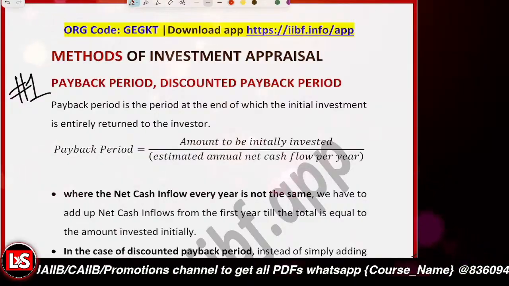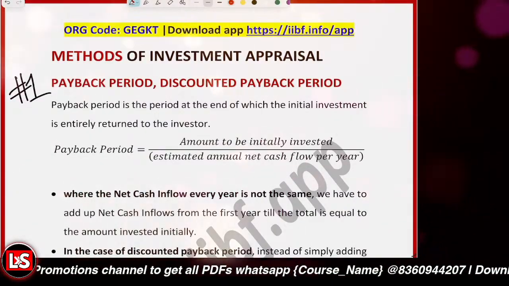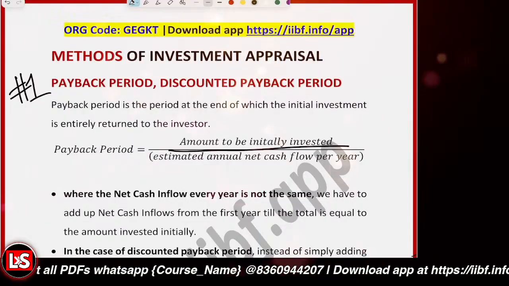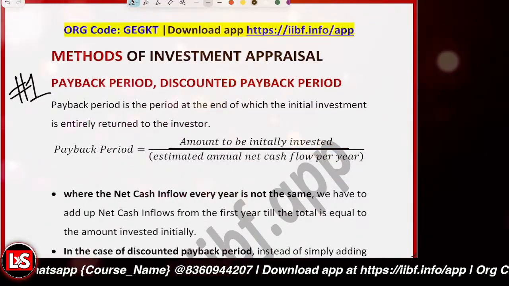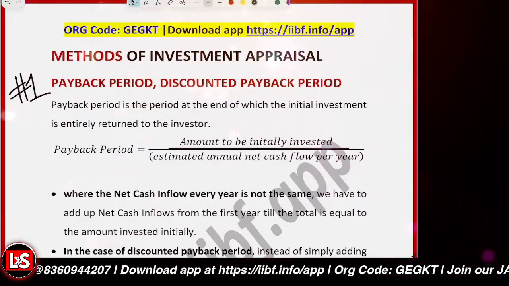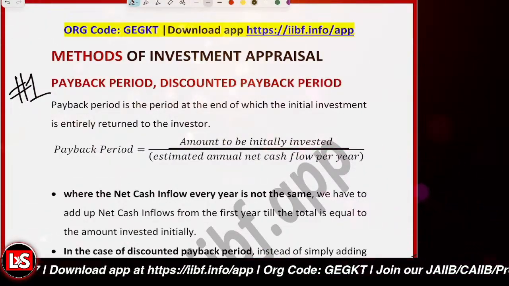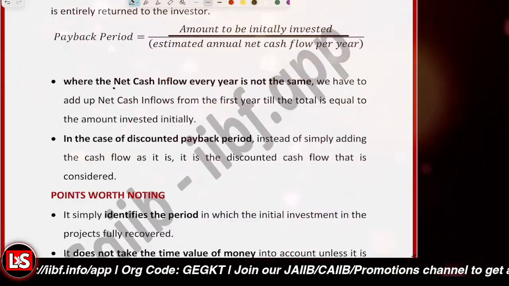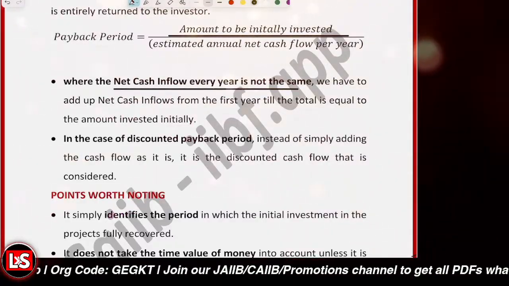So the formula is the initial investment divided by the annual cash flow. That is the formula. And it can also be the scenario that the net cash flow every year is not the same.